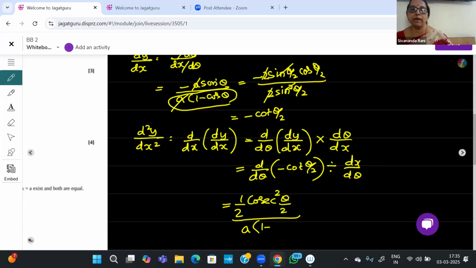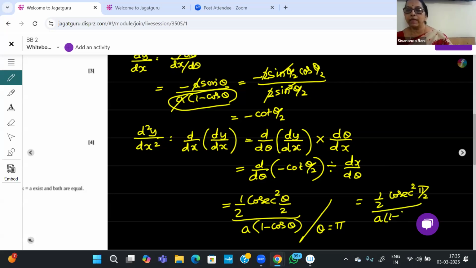A into 1 minus cos theta. But I want this value when theta is pi. So half of cosecant square pi by 2. You know, cosecant pi by 2 is 1, right? 1 minus cos pi. Who remembers cos pi value?